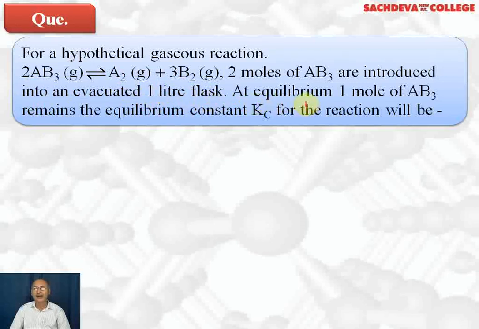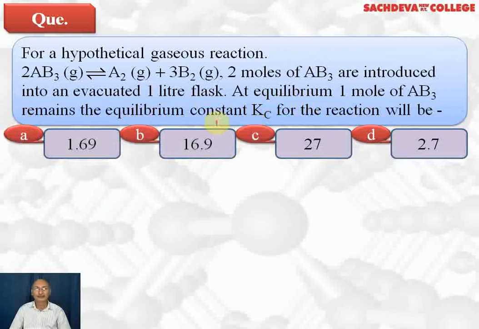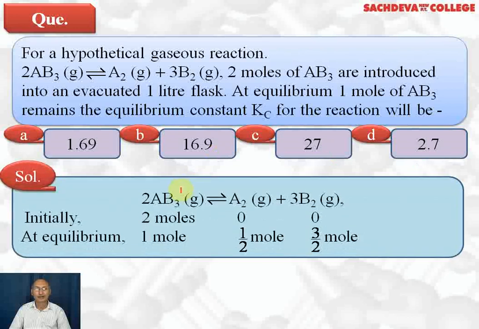At equilibrium, 1 mole of AB3 remains. The equilibrium constant Kc for the reaction will be. Now, four options: A, 1.69; B, 16.9; C, 27; D, 2.7. Now, how do we solve it?